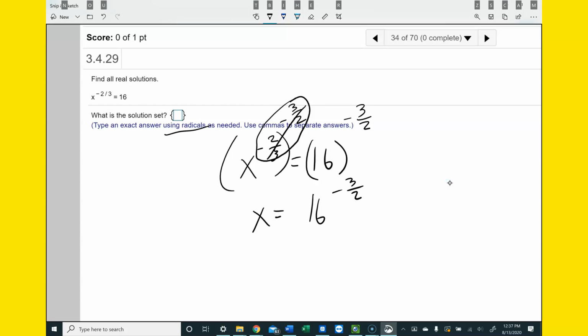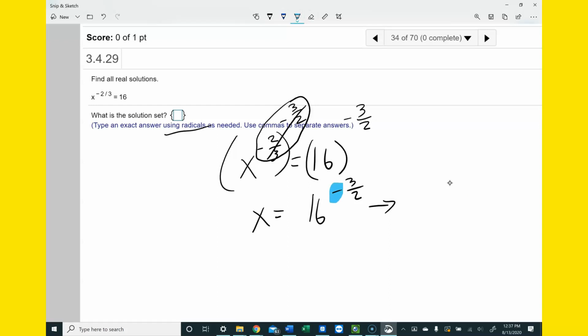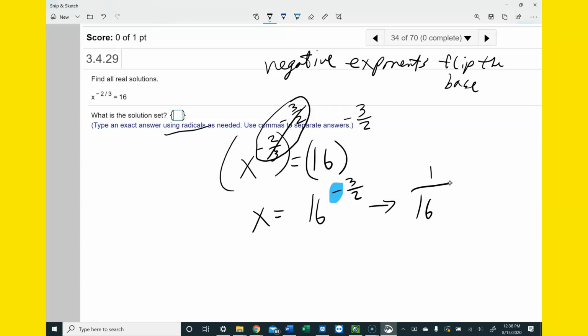So just got to think about what this means. First of all, what does the negative mean? What does this negative sign do? If you have a negative exponent, that flips the base. Let's remember that: negative exponents flip the base. So 16 becomes 1 over 16. And then the negative 3/2 power becomes a positive 3/2 power.